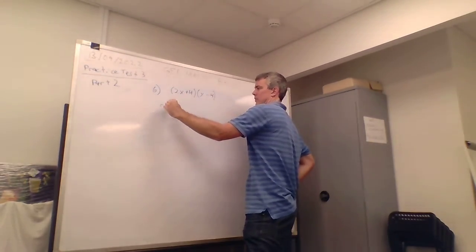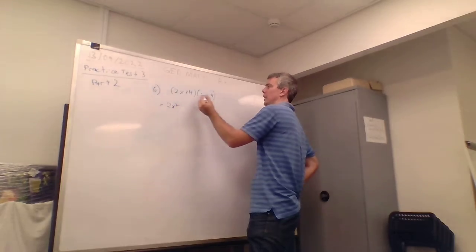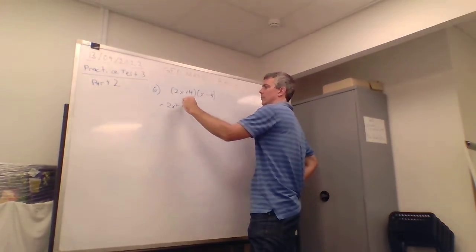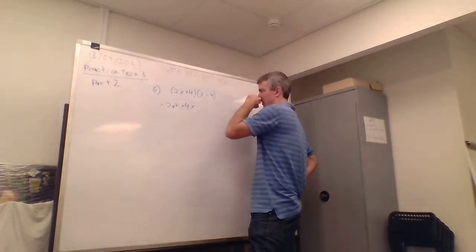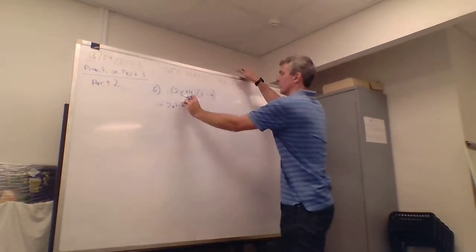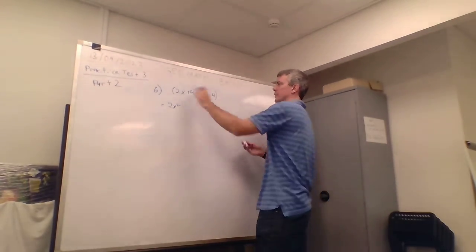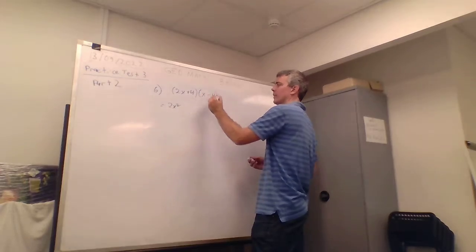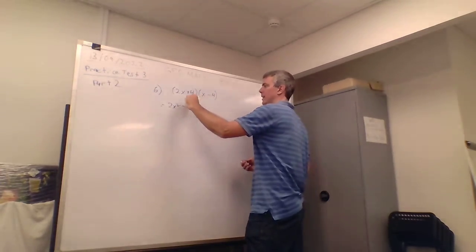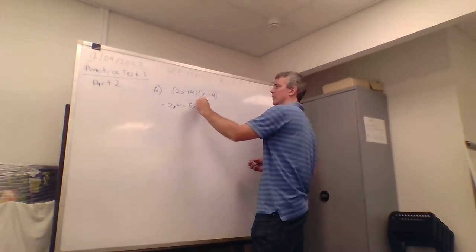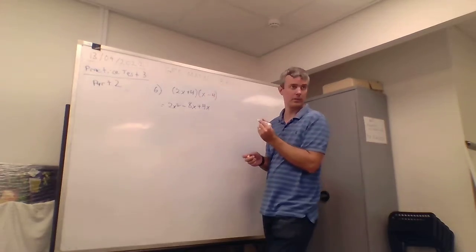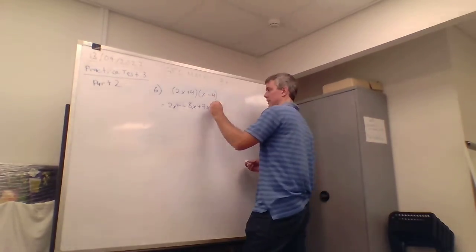That's 2x squared. Actually no, we should have done the 2x, sorry, the wrong order. So first 2x and x, 2x squared, then 2x times minus 4 is minus 8x. That's right. Then we do 4 times x is 4x. And then 4 times minus 4? Minus 16.